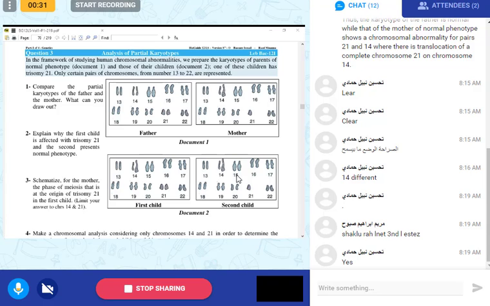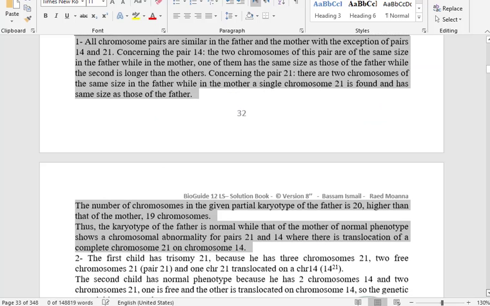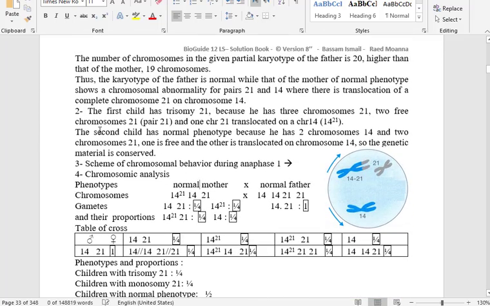Okay, sorry. So the second child took 21 from the father and the longer 14 from the mother. So now he has two 21s, that's why he looks normal. While the first child took the short 14 and the 21 from the father, and the long 14 and the 21 from the mother. That's why he has 3 copies of the 21, and he showed the trisomy 21. So now we want to explain it.